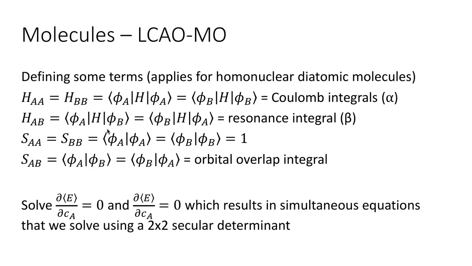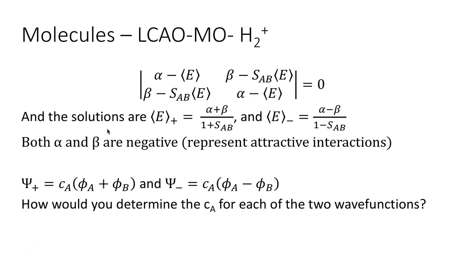But now if we go back and we're minimizing our expectation value, obviously you want to determine where the first derivative is 0 with respect to both of our coefficients, and the second coefficient should be CB. I have a typo here in this presentation. And that results in two equations with two unknowns, or simultaneous equations, and we're going to solve using a secular determinant. And here is the determinant.